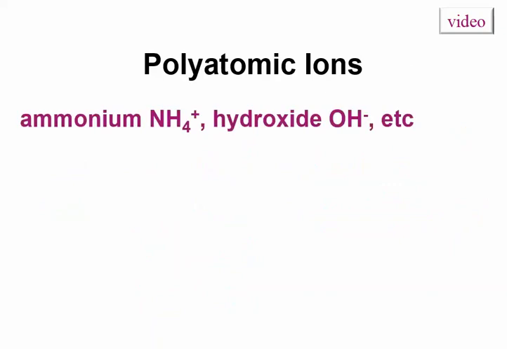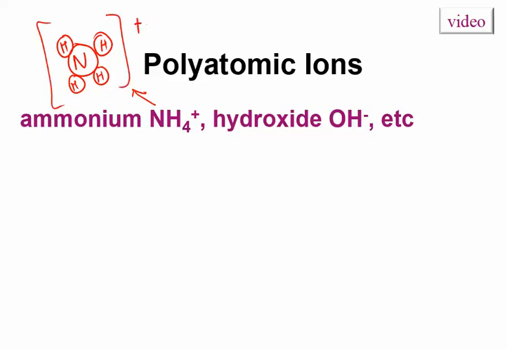Next thing is polyatomic ions. Sometimes you have groups of atoms that form an ion as a whole. Like ammonium. This is ammonium. This is a group of atoms that are very well connected together, and overall they have this +1 charge. Those polyatomic ions are very stable.